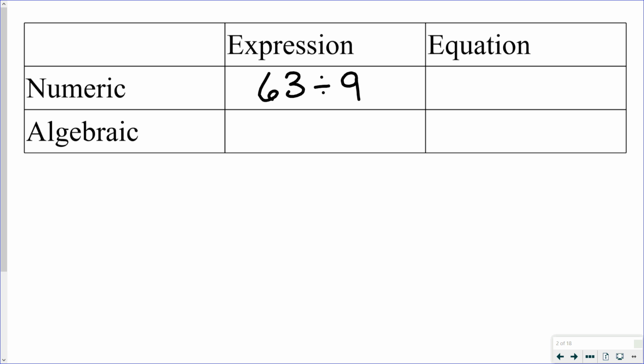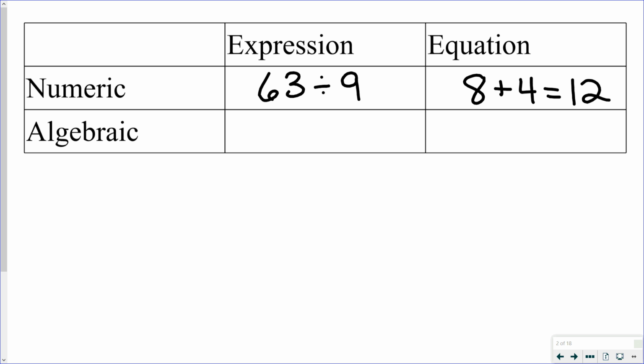An example of a numeric equation would be 8 plus 4 equals 12. 9 minus 3 equals 6. 7 times 5 equals 35. 75 divided by 5 equals 15. Those would all be examples of numeric equations. The difference that you'll notice between an expression and an equation is that an equation will have an equal sign and an answer, where an expression does not.